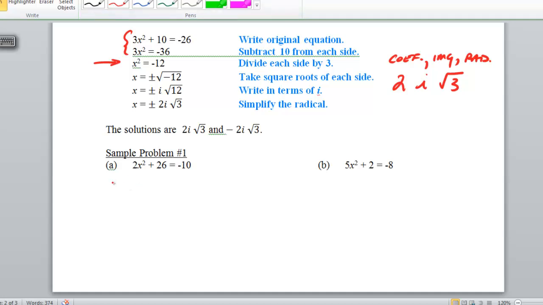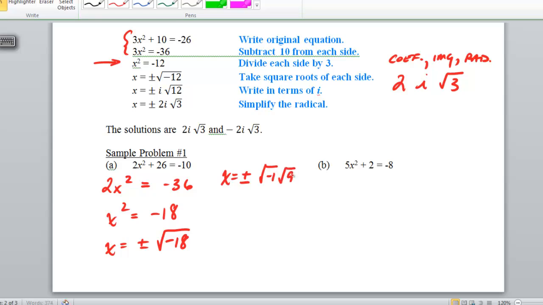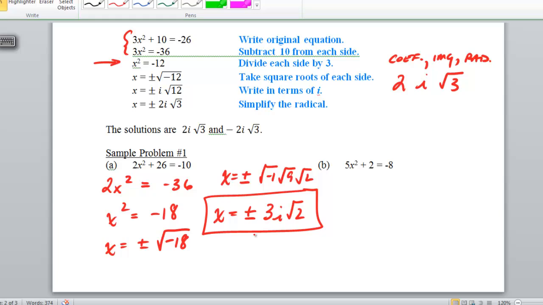Alright, for part A, we simply just want to isolate the given x squared term. And so when we do that, we're going to get x squared equals negative 18. x is going to equal plus or minus the square root of negative 18, and then I need to break that apart. And so you can see I can break that into the square root of negative 1, square root of 9, square root of 2, and then I can write the whole thing out as 3i square root of 2. Again, it solves my quadratic because it gives me both the plus and the minus roots, and so that is the final answer. And then we'll do one more.